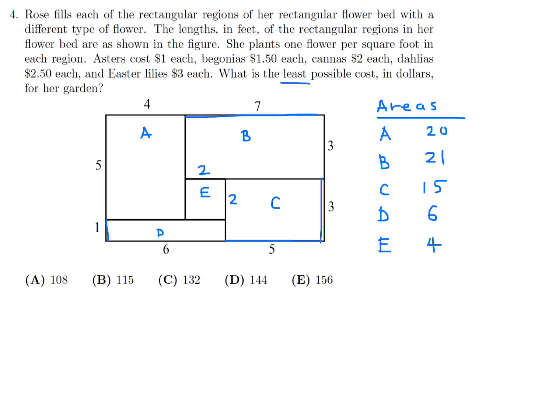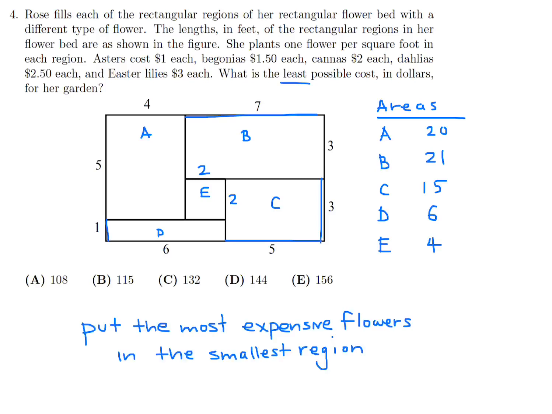Now, we want the least possible cost of this garden, and you do that by putting the most expensive flowers in the smallest region. So that means that we are going to do the following. We have to put the Easter lilies in the smallest region. So that means those guys will go here, $3. And then the next one, same thing. We have to minimize our costs, so we put the most expensive stuff in the smaller regions.